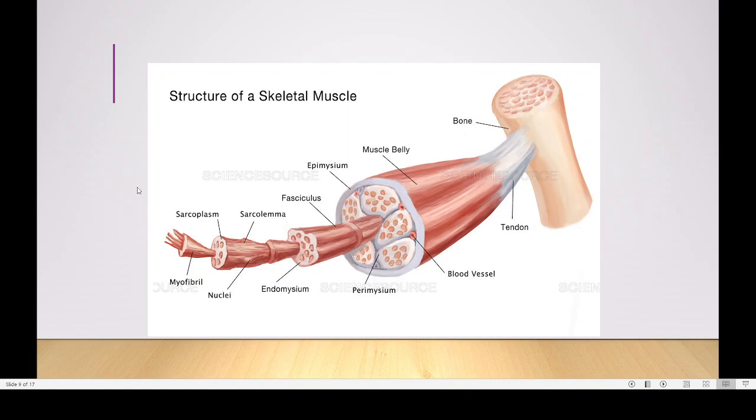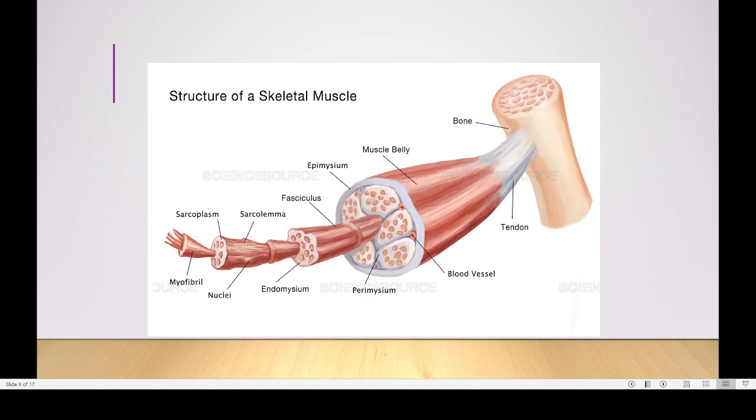Now if you take one muscle cell or a muscle fiber, it is externally covered by sarcolemma. Internally there will be a nucleus. Now each muscle cell will be having a lot of fiber-like or thread-like structures. These fiber or thread-like structures inside the muscle cell are known by the name myofibril. So that is how the structure of a muscle cell is there.